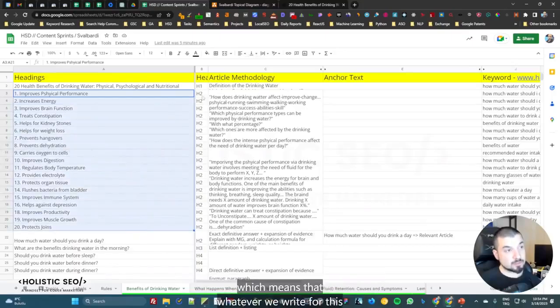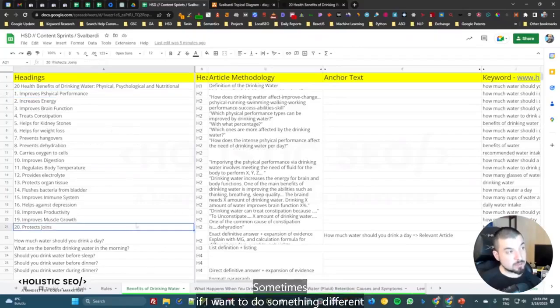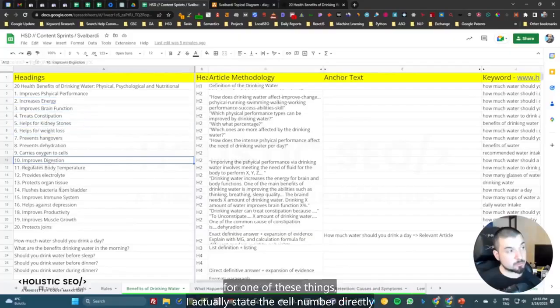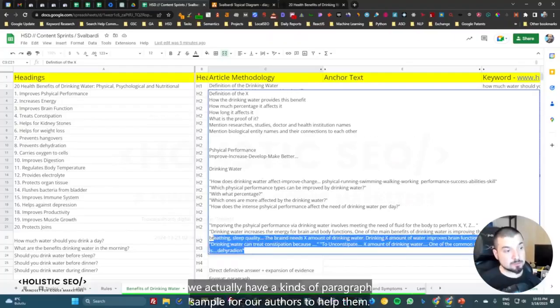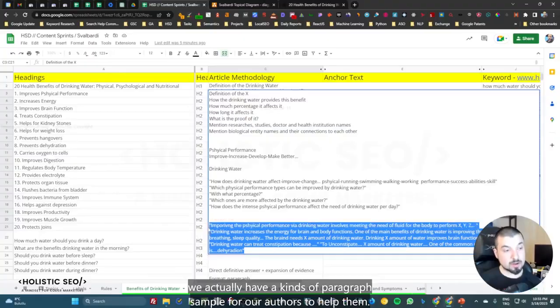Which means that whatever we write for this with the same order, we will need to write it for this as well. Sometimes if I want to do something different for one of these things, I actually state the cell number directly and I tell that do it differently because of that. In the last part, we actually have a kind of paragraph sample for our authors to help them.